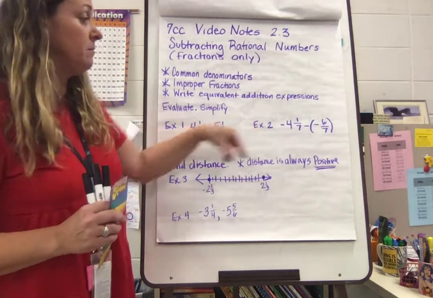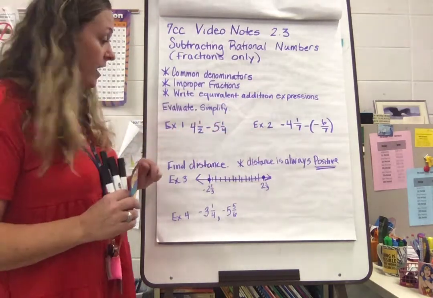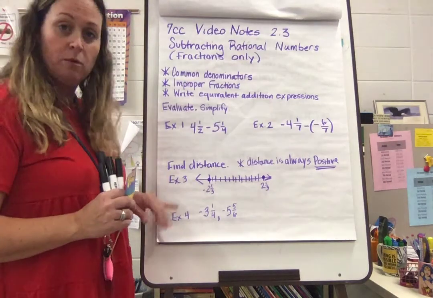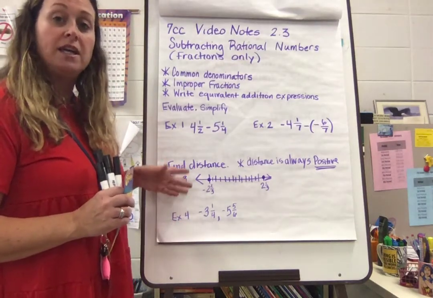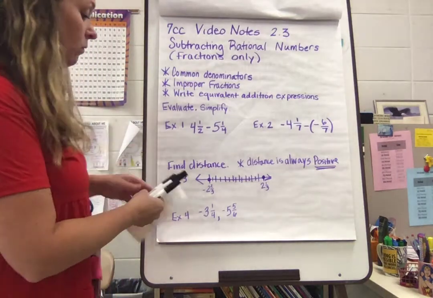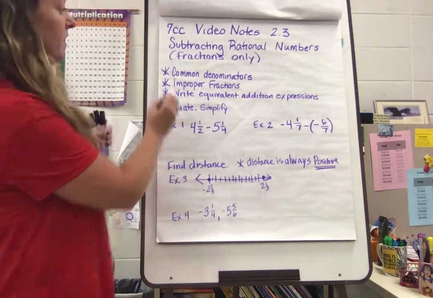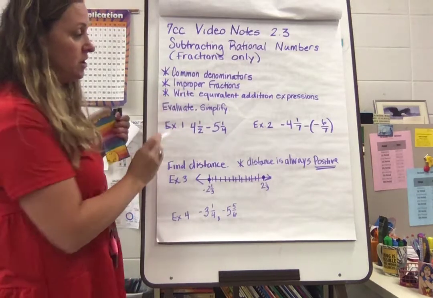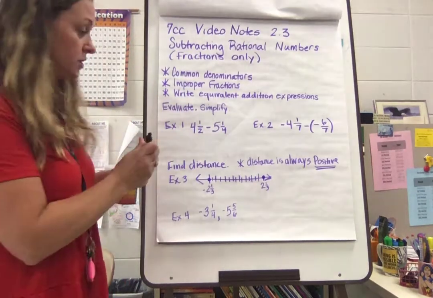In the first 2 examples, we're just going to be doing some subtraction of fractions. In the 3rd and 4th example, we're going to be working on subtraction by applying it to finding the distance between 2 rational numbers. In example 1, I'm going to follow the steps in terms of common denominators, improper fractions, and rewriting as equivalent addition expressions.